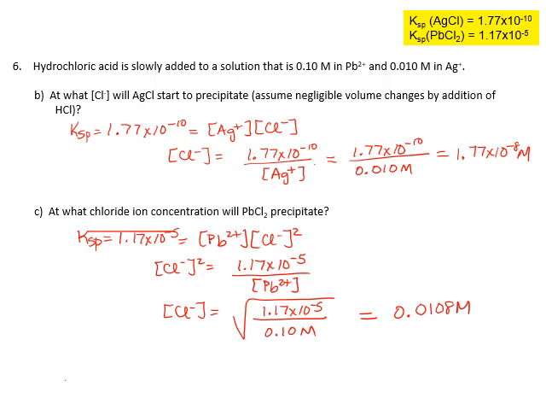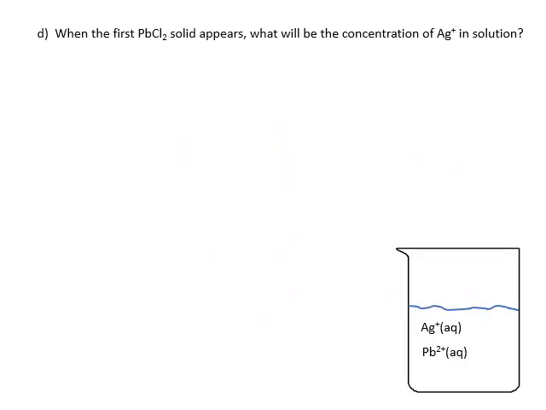Notice the large difference between these two numbers, which justifies our original conclusion that the silver chloride will precipitate first. Finally, question D asks, when you start to see the first lead 2 chloride precipitate, what will be the concentration of silver ions in solution? So we said that we're looking at a chloride concentration that will get the lead 2 chloride to precipitate to be 0.0108 molar.